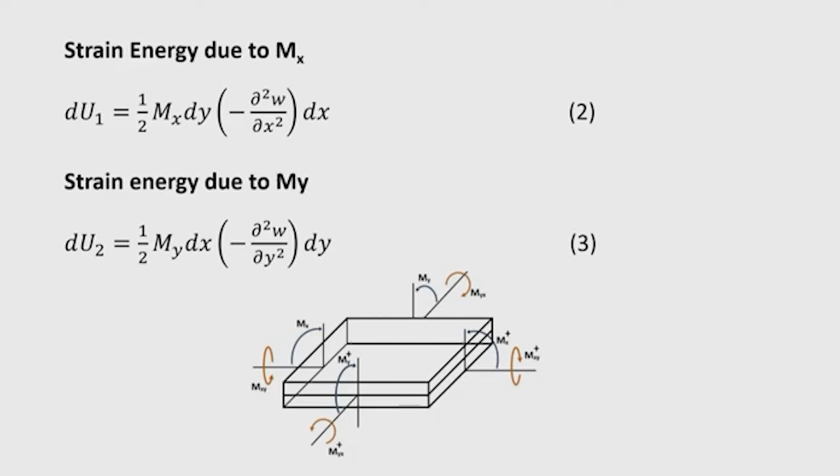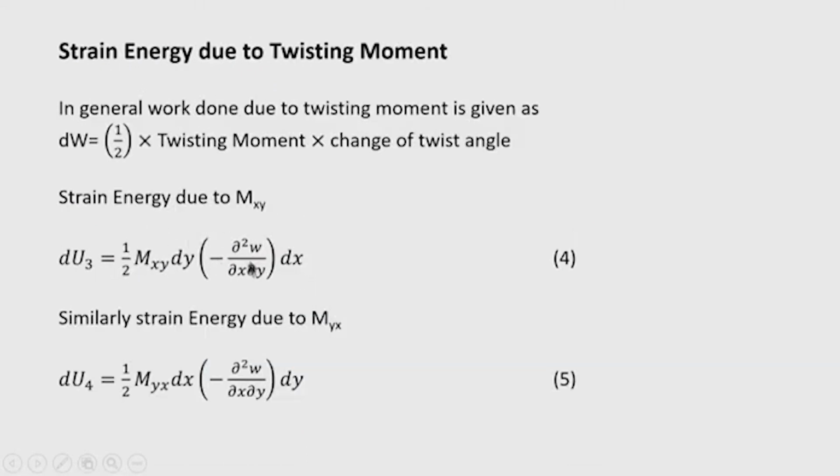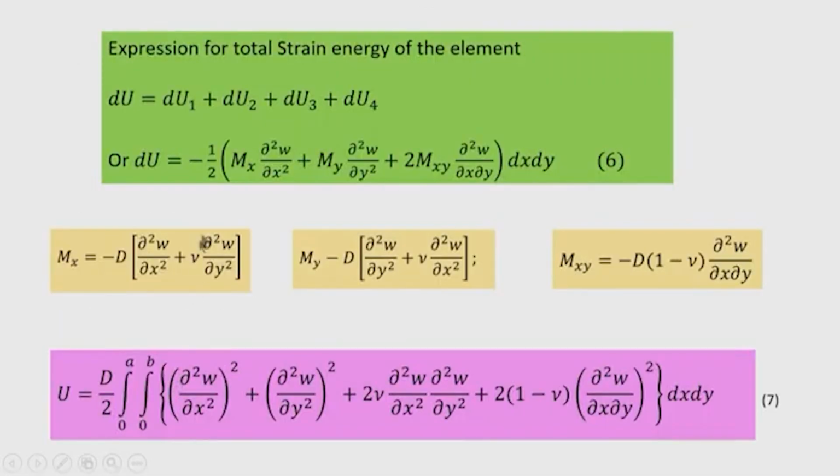What are the components of moment? The Mx in the x direction, My in the y direction, and the twisting moment Mxy. Mxy equals Myx, and the strain energy expression for the twisting moment can be simplified by taking Mxy equal to Myx. Okay. So, the expression for total strain energy now becomes the summation of all components.